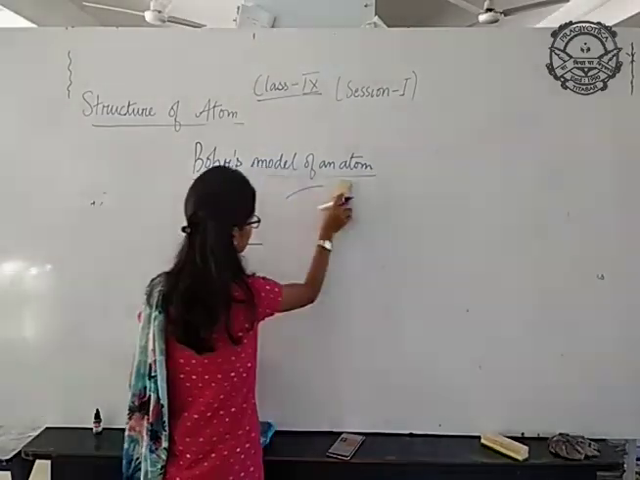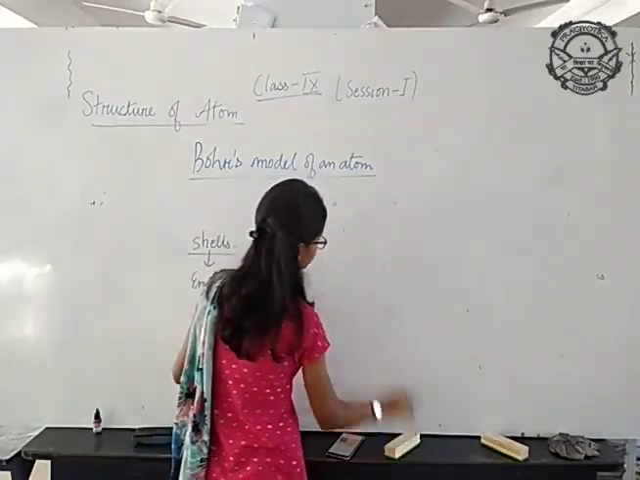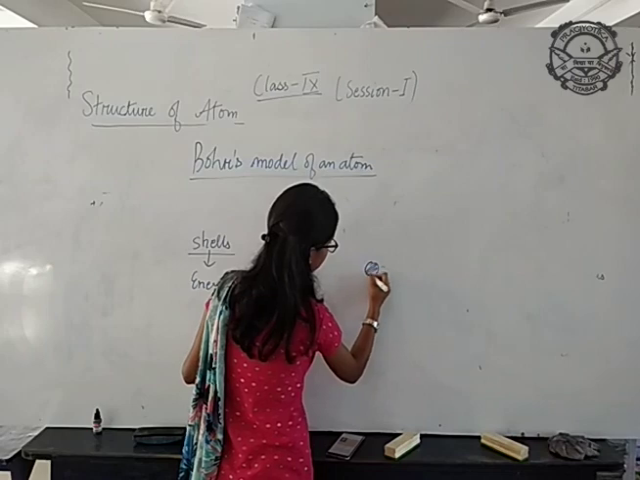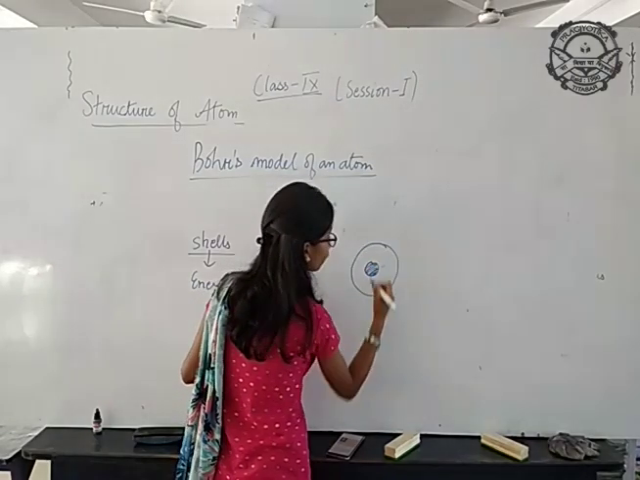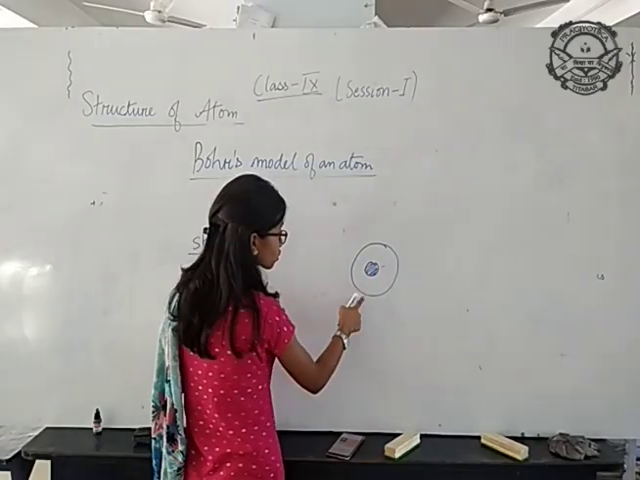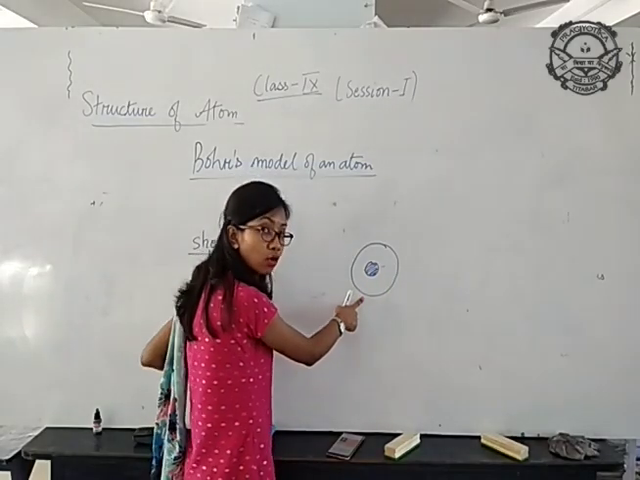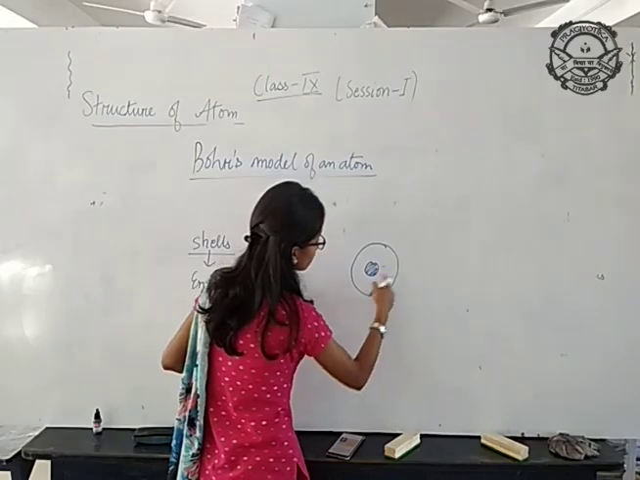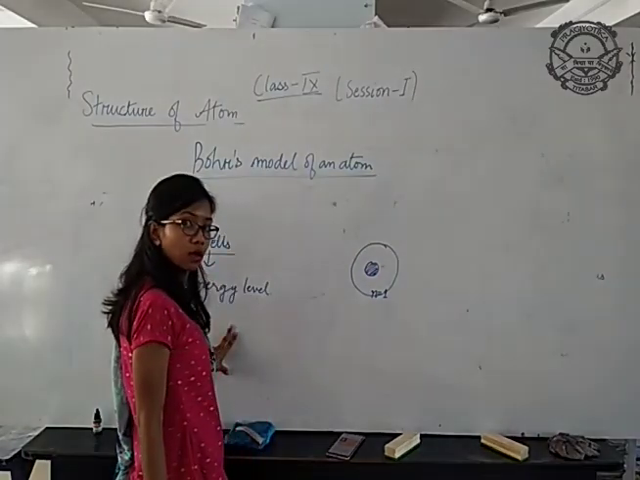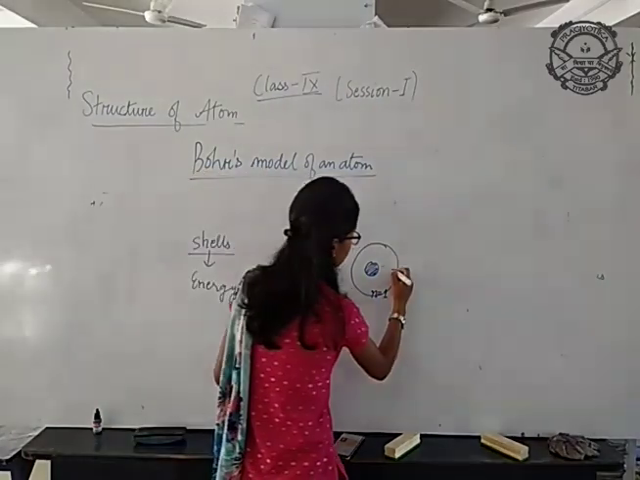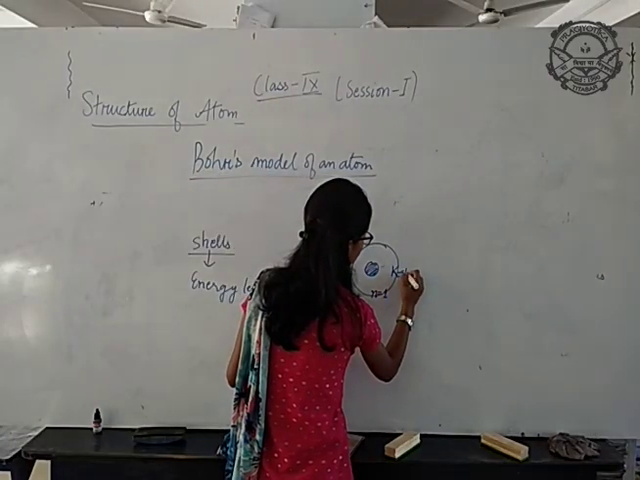Now the names of the shells will be given to you. This is the nucleus, which I am showing in the shaded portion. This is the first shell. These orbits are known as energy shells according to Bohr's model. The name of this shell is, see here, this orbit is number 1 from the nucleus. This orbit is known as the K shell.